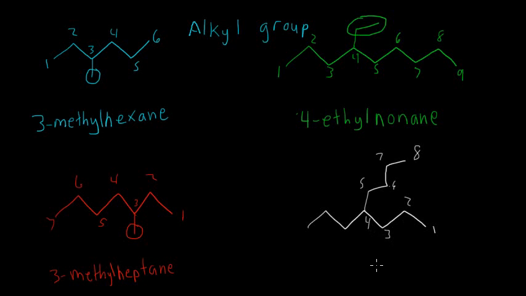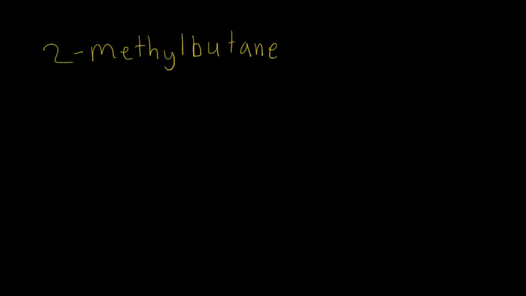So 8 being the longest chain, we can say that this is oct. That's the prefix for 8, and then octane because they're all single bonds. And then off of the 4th carbon, you have this branch. Let's see how many carbons. We have 1, 2, and 3. So 3 carbons for this branch, that's going to be prop, and then off of the 4th, it would be 4-prop, and then alkyl group makes it propyl. So 4-propyloctane.